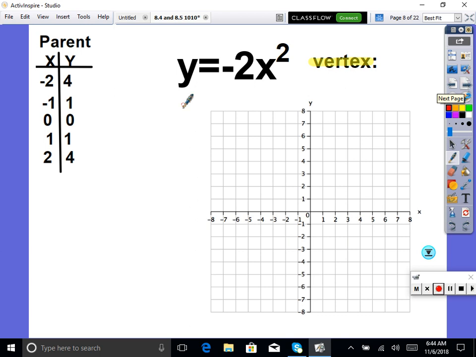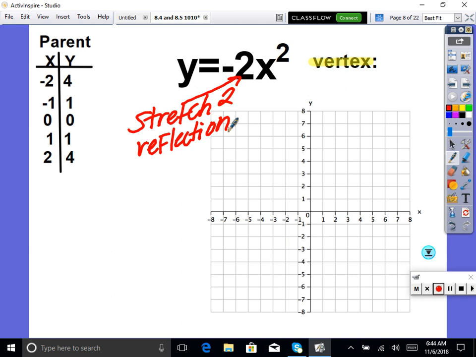Okay, awesome. Okay, looking at this one, it has a -2. So it's a stretch of 2 and a reflection. Now that's both a Y value thing. So let's just hit 2 birds with 1 stone, and you times all your Y values by -2. It will take care of it. Because it's to both Y's, so let's just do both at the same time. So then 4 times -2 is -8. 1 times -2 is -2. 0 times -2 is 0. 1 times -2 is -2. 4 times -2 is -8.